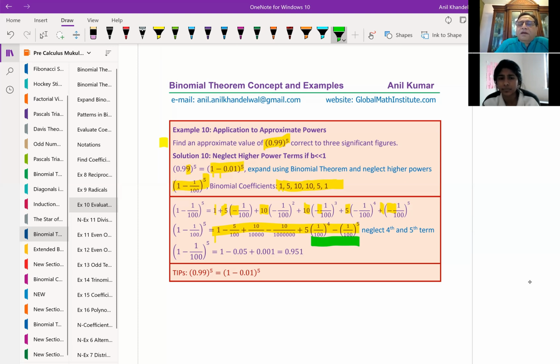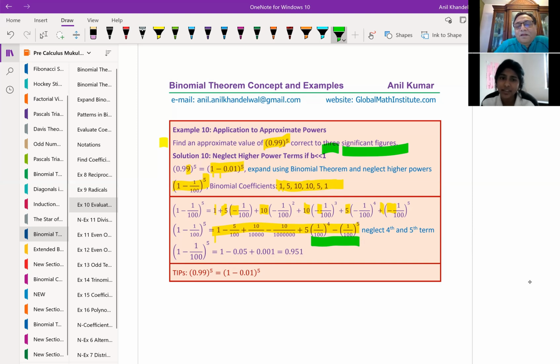Because we are interested in 3 significant figures, you can take the first 3 terms, or 4 terms, I should say, and that should give you accurate answer, right? So neglect the 5th and 6th term. So that is 1. 5 divided by 100 is 0.01. 10 divided by 10,000 is 0.001. And when you do this subtraction and addition, you get 0.951. Such an easy calculation. You see this?